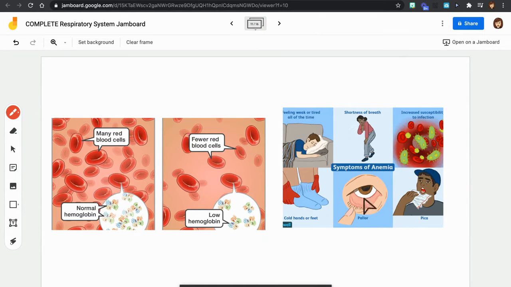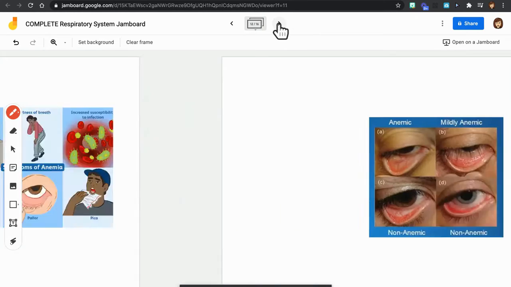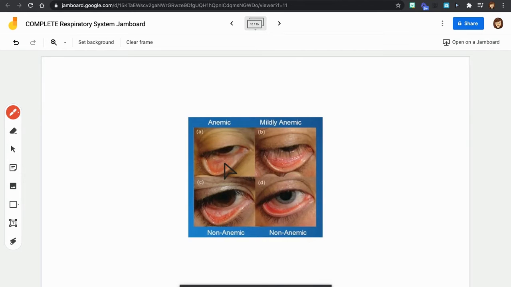Pallor, which is having really pale under eyes. I'll show you this image right here. That's anemic right there. If you lift down on your lower eyelid and it's really pale, that could be a sign of anemia.